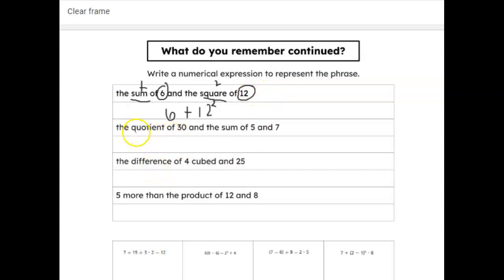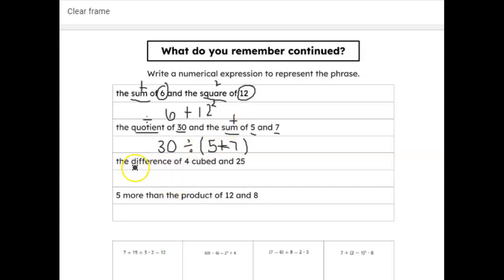The quotient, that means we're going to divide, of 30 and the sum of 5 and 7. Sum means the answer to an addition question. So I know when it's like that, I have to put my 5 and 7 in parentheses. And I'm going to be doing 30 divided by that because it says the quotient of 30 and the sum of 5 and 7. So I have to do the sum before I can divide them.